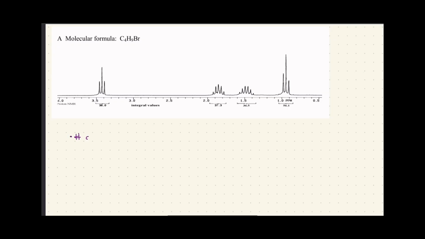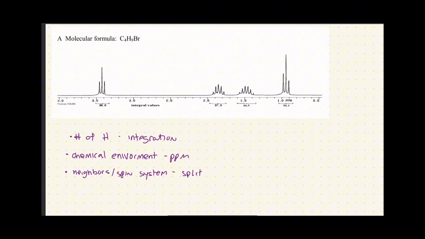Whenever we're looking at NMR, there's 3 things that we can identify. We can identify the number of H. This is coming from the integration. We can identify the chemical environment, which is coming from the ppm. And we can also determine the neighbors, also known as the spin system. And this is from the splitting. So let's analyze this spectrum and try to see if we can pull out these 3 pieces of information.